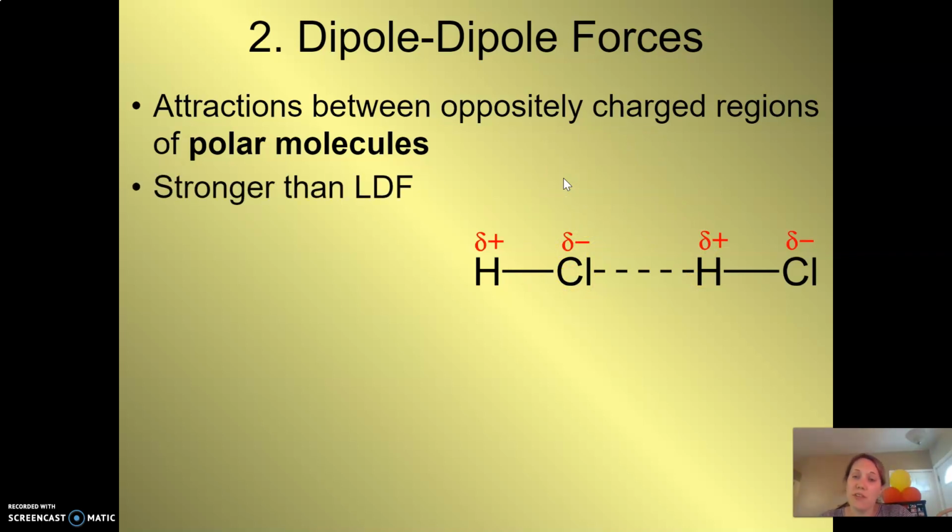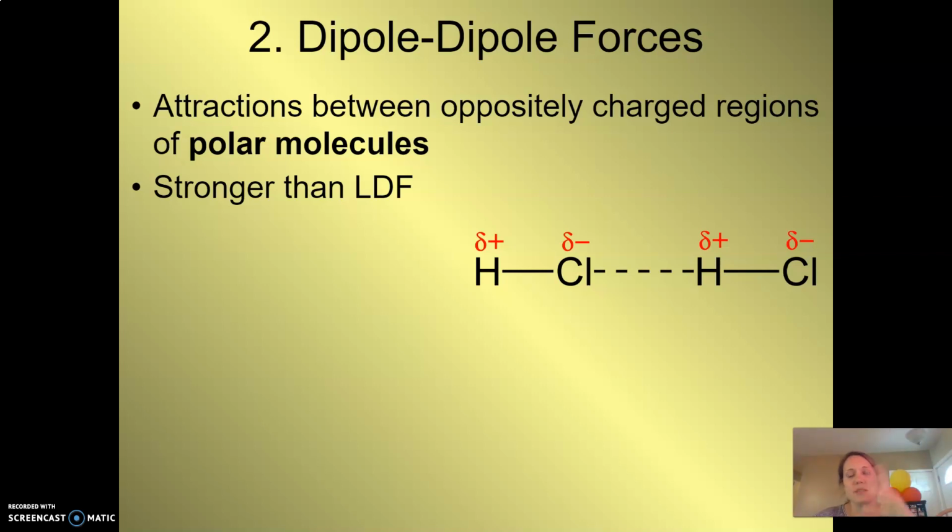Dipole-dipole is stronger than LDF because it's more permanent. It's not that the electrons are there all the time, but it's definitely more predictable and more permanent than just due to random motion of electrons. This is a very predictable motion of electrons due to difference in electronegativity. London dispersion forces are due to the fact that randomly electrons just happen to be in the same place at the same time, causing a partially negative and partially positive part.